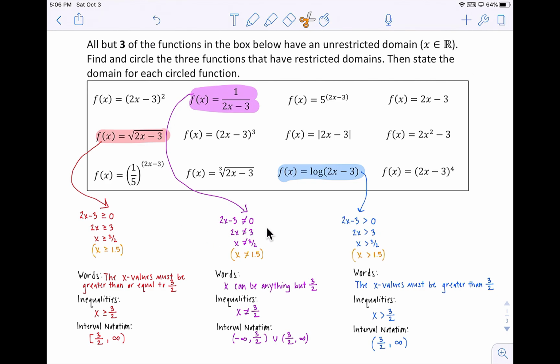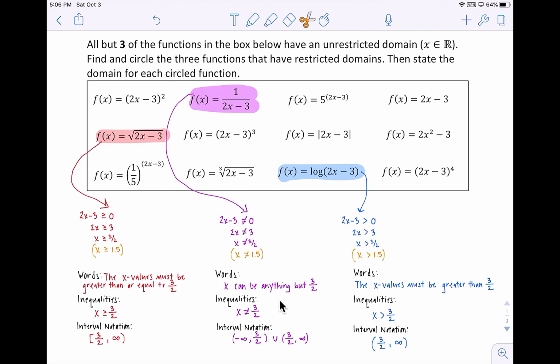And then just like in all the others, I can solve this inequality statement. I can add 3 to both sides. I can divide both sides by 2. And in this one, I get the situation that x can be anything but 3/2. It can be bigger than 3/2. It can be smaller than 3/2. It just can't be 3/2 or 1.5 itself.